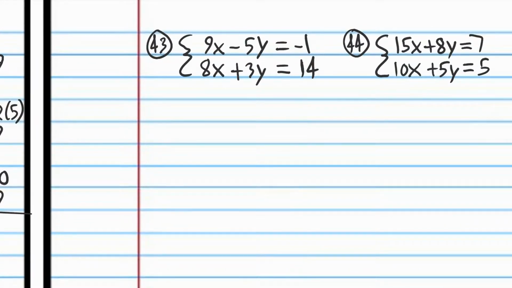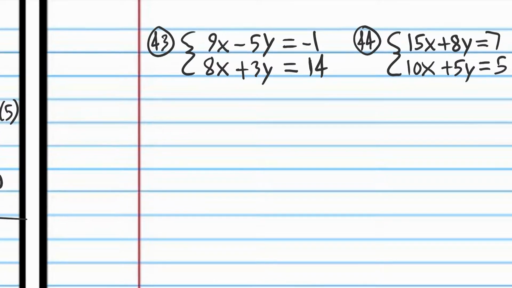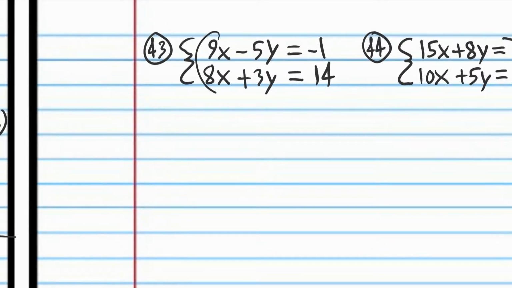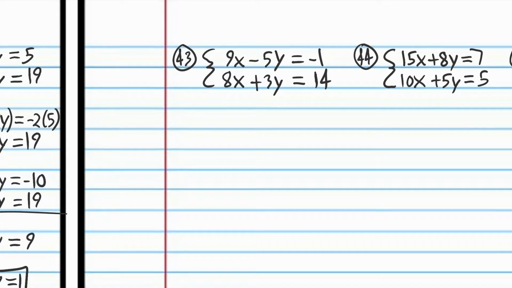I like the fact that one of these terms has a negative on the y and the other one has a positive. So I'm going to just get rid of the y's because I don't want to have to multiply by a negative. If I tried to get rid of the x's, I'd have to multiply one equation by a negative because I have to change the signs in order to use the multiplication method. So I'm going to multiply the top equation by 3. And the bottom equation by 5.